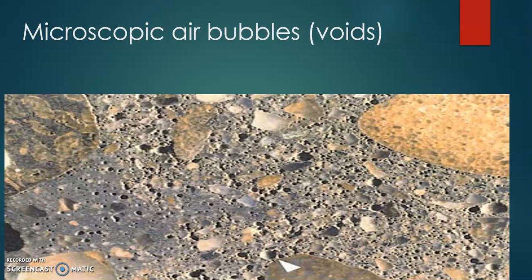Here's another microscopic picture of all the air bubbles. You can see the aggregates we were looking at a while ago with all these small porous openings. These are microscopic air bubbles; when the concrete hardened up, those air bubbles burst and left those voids for the water to be able to get in and out of.